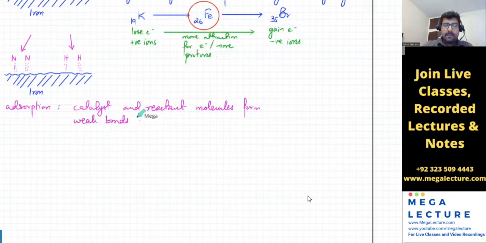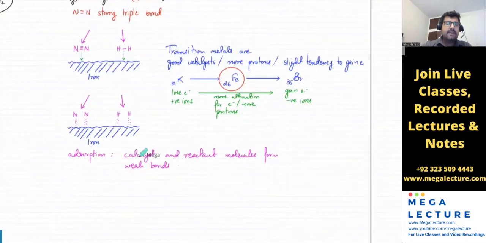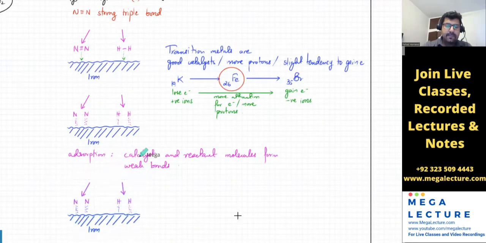And in the next step, these weak bonds are going to break. Remember, the atoms and the molecules have some kinetic energy. They're flying around, so once they collide with the iron catalyst, they would eventually bounce back, because remember, they're not going to stick to it. It's a very weak force of attraction.